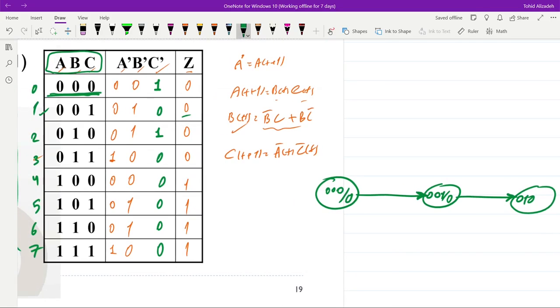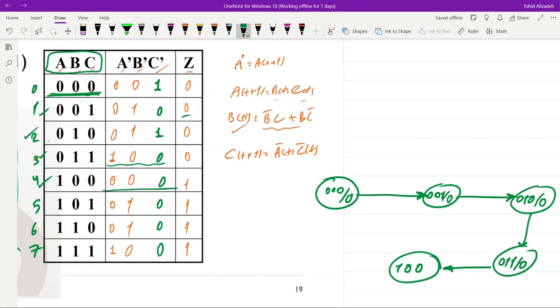And when we are in 0, 1, 0, the next state is 0, 1, 1, and the output is 0. Let me draw it here, 0, 1, 1. When we are in 0, 1, 1, the next state is 1, 0, 0, the output is 0. So from 0, 1, 1, we go to 1, 0, 0. When we are in 1, 0, 0, the next state is 0, 0, 0. The output is 1.